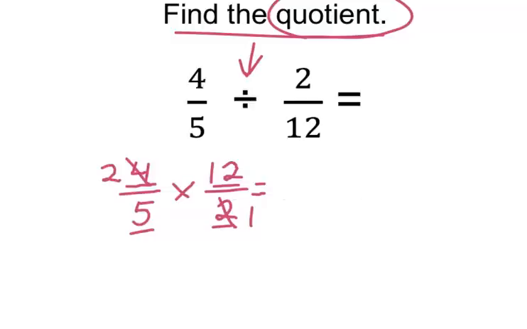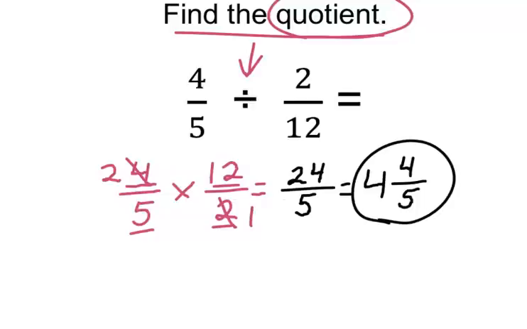Okay, so now we just go straight across. 2 times 12 is 24. 5 times 1 is 5. Well, 5 times 5 is 25, so we can't do that many, but we can do 5 times 4. So we can take 4 sets of 5 out of 24. So 5 times 4 is 20. There would be 4 left over out of that 20. And a 5. 4 4/5 is our quotient for this division problem.